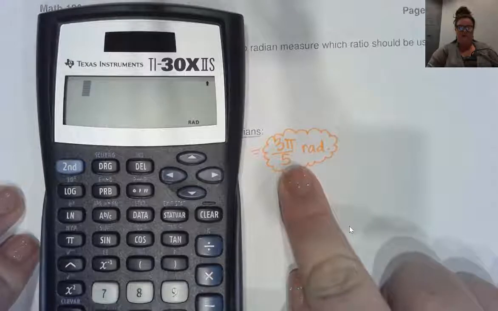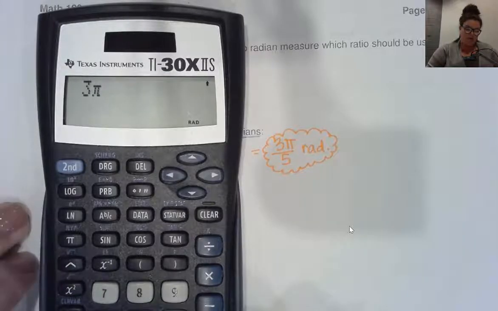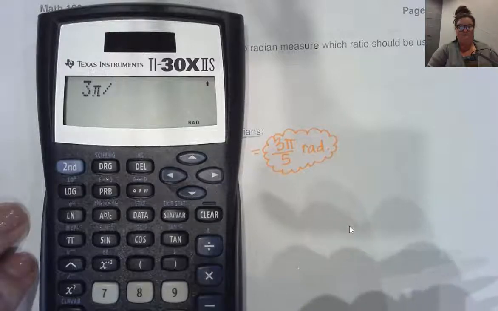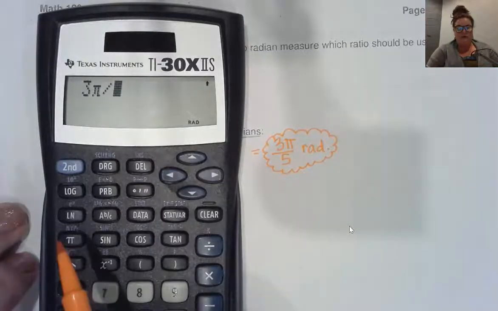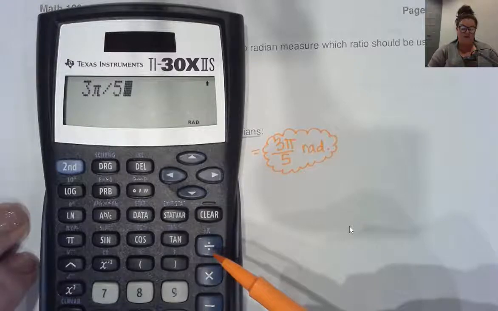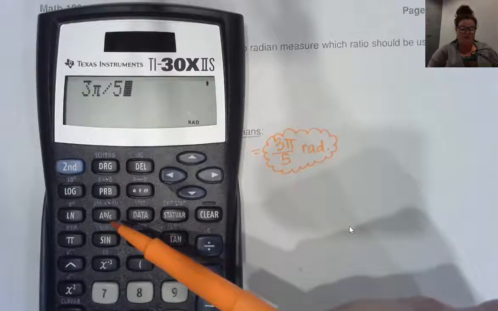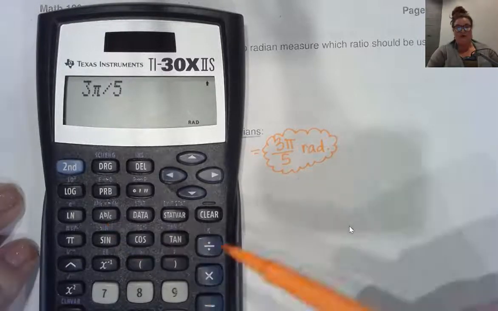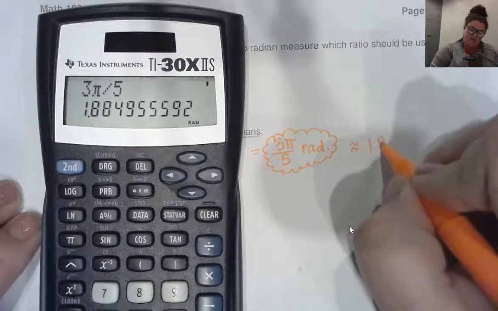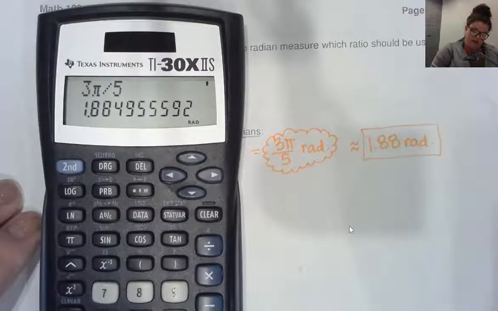And then I can enter my solution here, which is 3, and then I use the pi button. Don't approximate with 3.14. Use the actual pi button on your calculator. So 3 pi over 5, and notice I use the division key because I don't want to get a fraction. If I had entered this using the fraction button, it would have just given me 3 pi over 5 back. But I want to make sure it gives me a decimal, so I'm using the division button. And this comes out to approximately 1.88 radians.